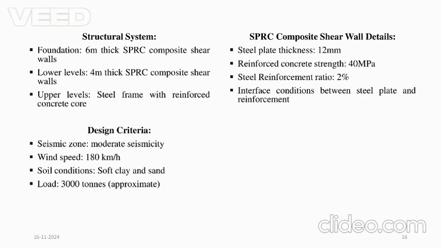and it is designed for load capacity of 3,000 tons. The BMRCL structural elements comprise 10 mm thickness steel plates, high strength reinforced concrete with a compressive strength of 40 megapascal and a steel reinforcement ratio of 2%, bonded interface condition between steel and concrete. Let's move to the next slide.